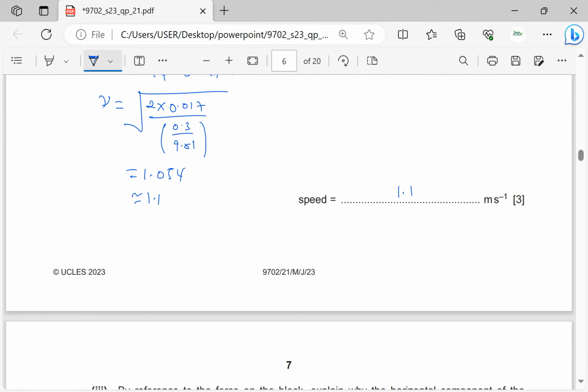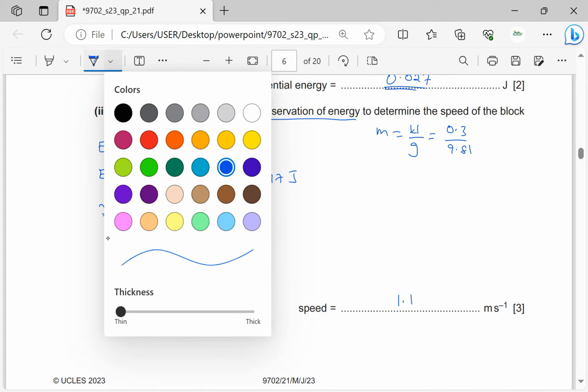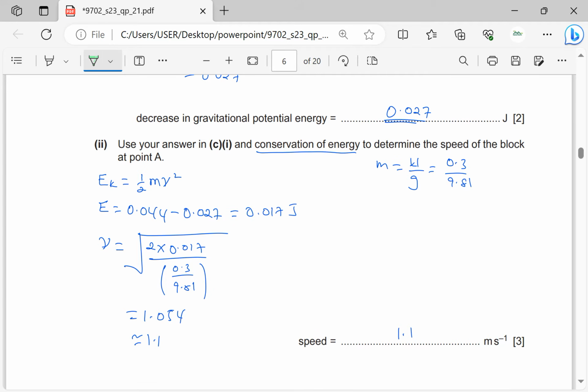Alternatively, I could use another method. Let me change the color for the other method. First of all, I will find the speed with which it reaches point B. Or sorry, I will use the equations of motion. Since the acceleration is constant, I will use v squared equals u squared plus 2as. I'll first get the speed at B from kinetic energy equal to a half mv squared.